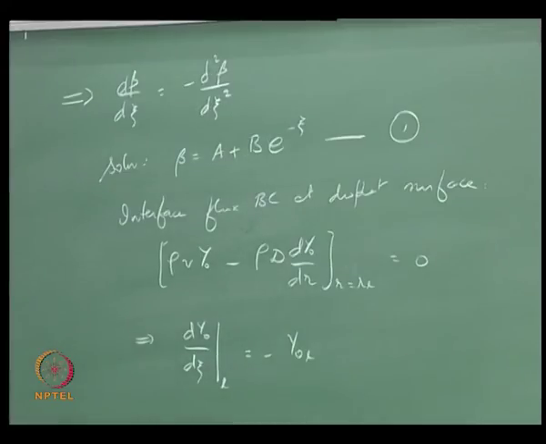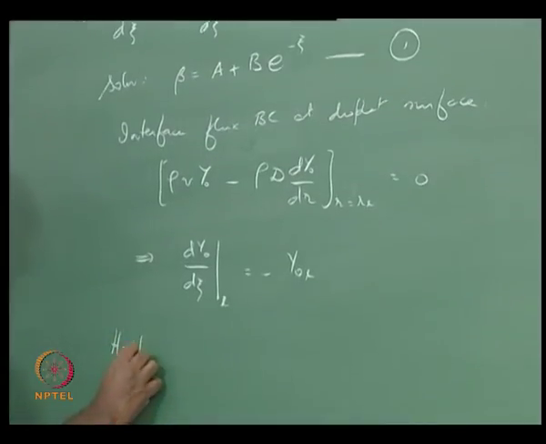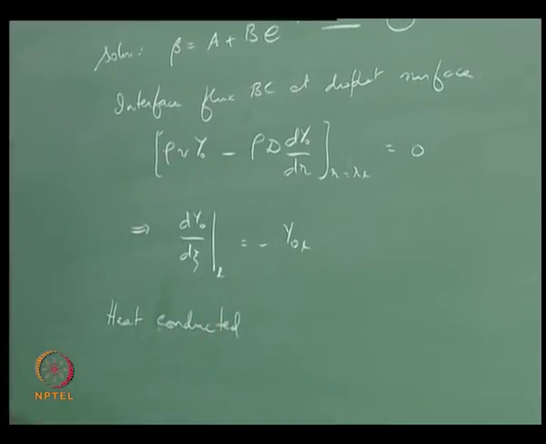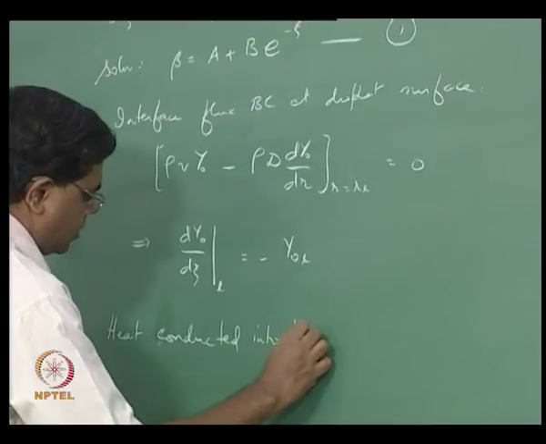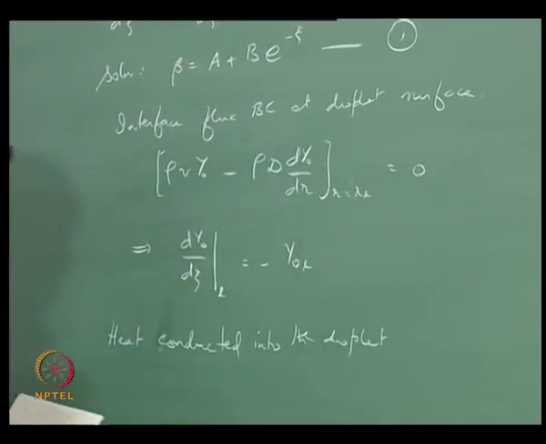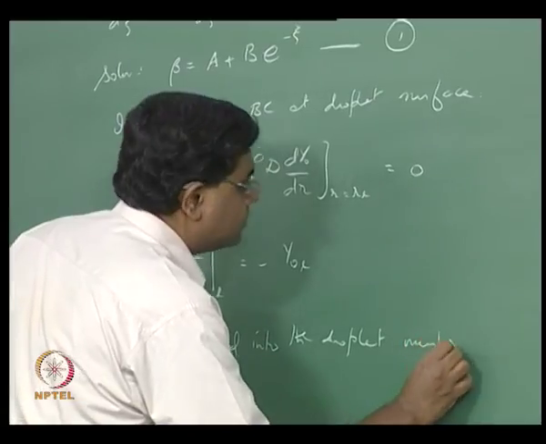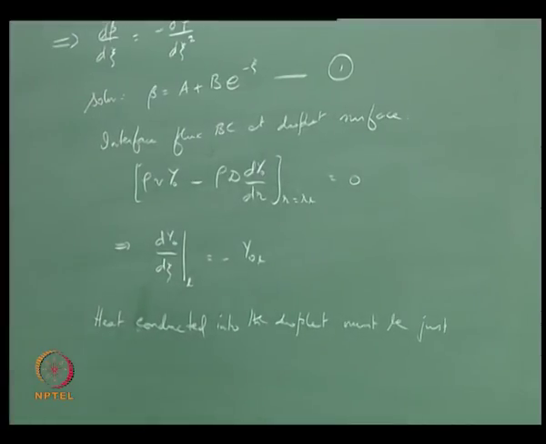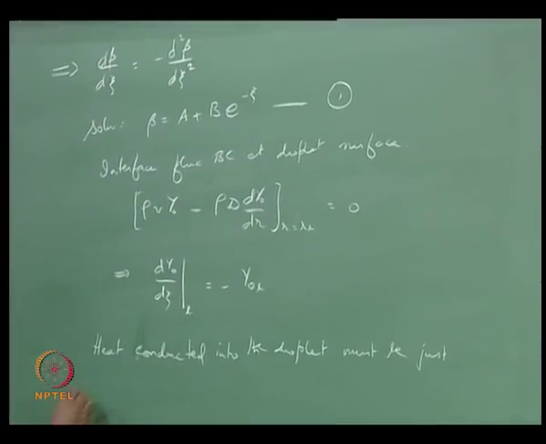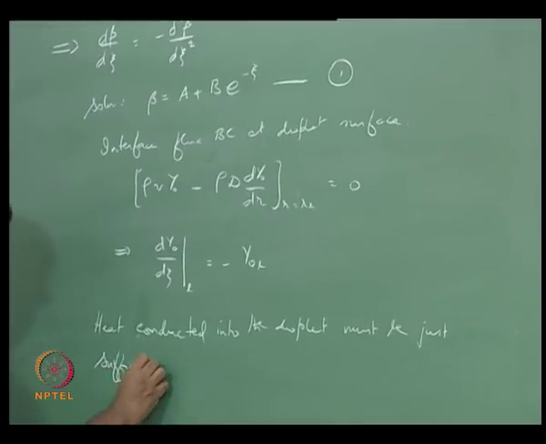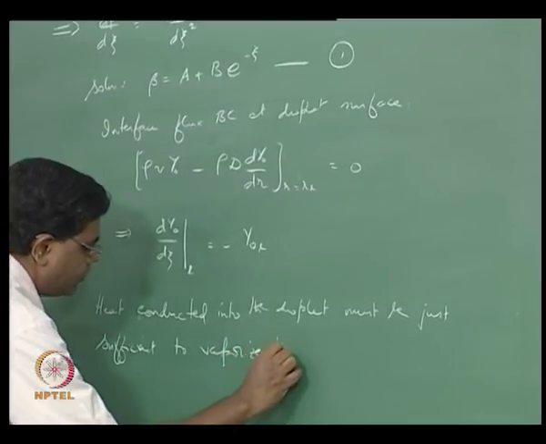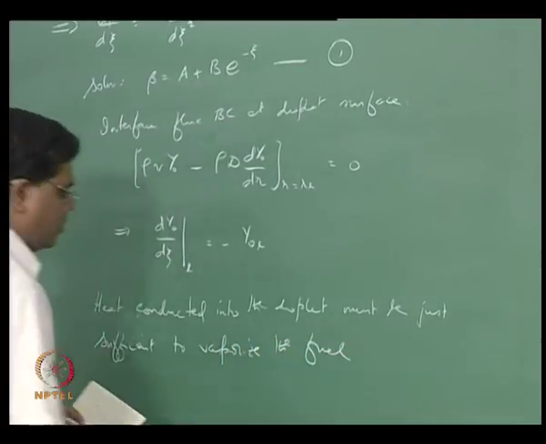As far as the energy balance is concerned, what we can understand is, the heat conducted into the droplet must be just sufficient, and I'll explain what is meant by just sufficient pretty soon, but sufficient is what we should start with. Sufficient to vaporize the fuel leaving the droplet.